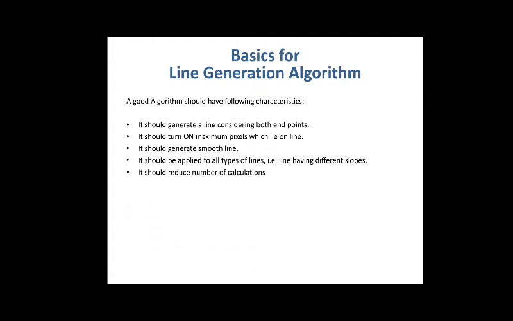Then it should reduce the number of calculations. Whenever we are drawing the line, the calculation should be reduced. Now you can ask what the calculation for line drawing is. You will come to know when we see DDA and Bresenham's, how we find the next pixel which lies on that line. For that we need some calculation. That calculation should be very less over here.